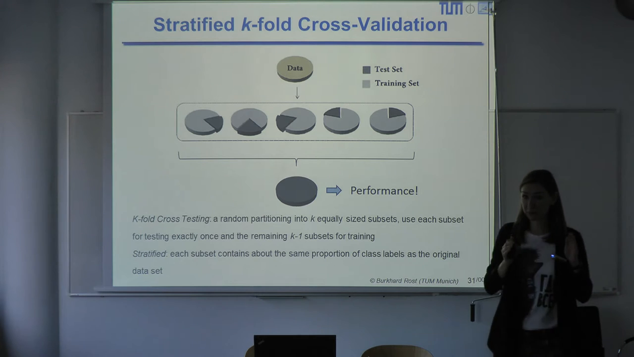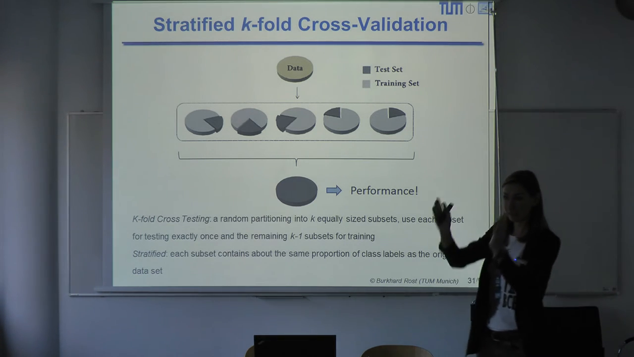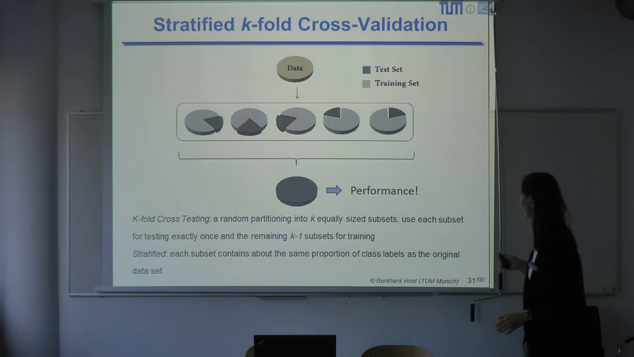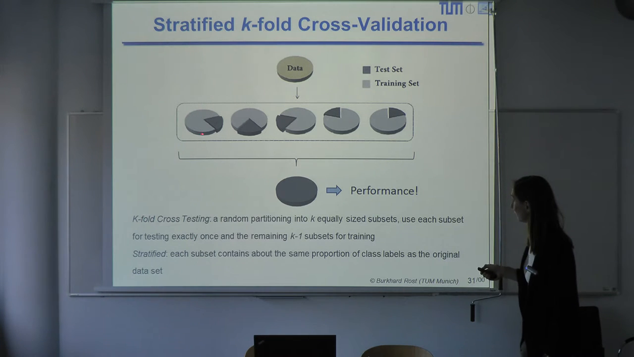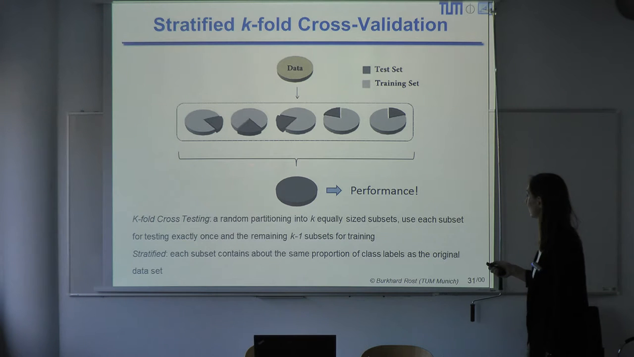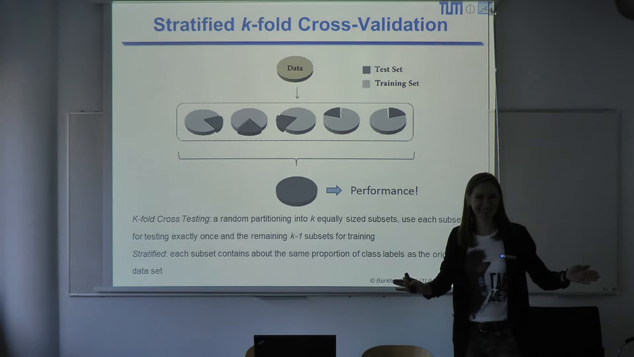So in order to have enough training data and enough test data, we apply cross-validation. We have our data set, then we split it into five sets: one, two, three, four, five. We train on four, and we test on the fifth. Then we rotate, we train on the other four, we test on the fifth. We do this five times, and then we have trained on absolutely all data points.